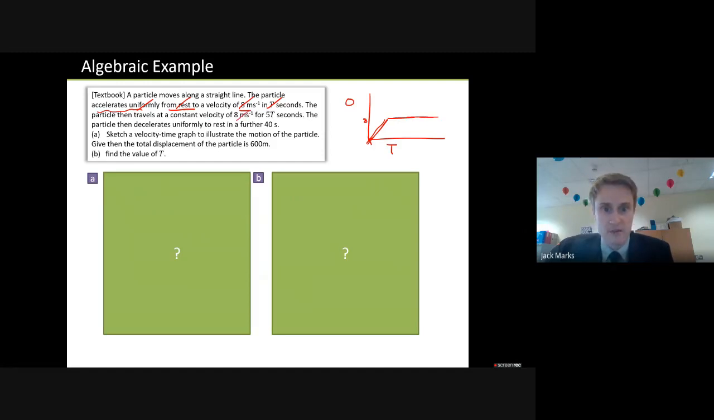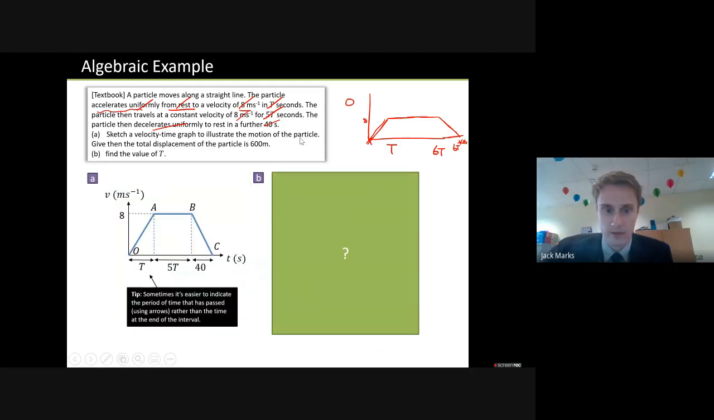8, yeah, 8 for 5t. Not until 5t, for 5t. So t plus another 5t, that's 6t then. The particle then decelerates, so we're going down uniformly. Okay, so we're going down in a straight line in a further 60 seconds. So this is what we're looking at then, 6t plus 40. Just check we've read everything. I think we've used all of that information. And that's actually our part A, isn't it? Sketch the graph. So there we go.